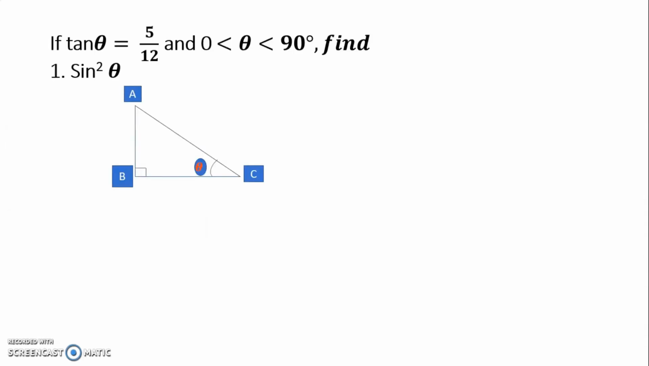We are asked to find sine squared theta. Now, the first thing we are going to do is to substitute 5 over 12 in this right angle triangle. What is 5? What is 12? Now, to know what these two things is all about, we need to apply SOCATOA. Now, applying TOA, our tan theta is equal to opposite over adjacent.